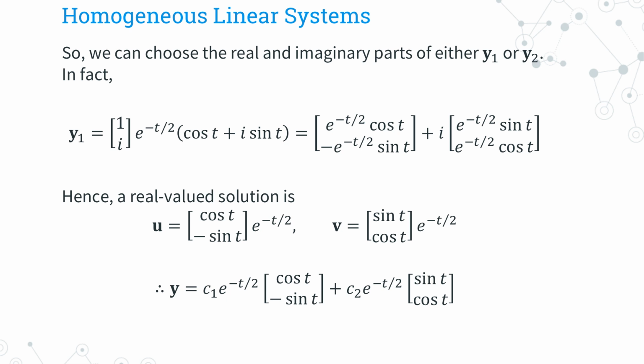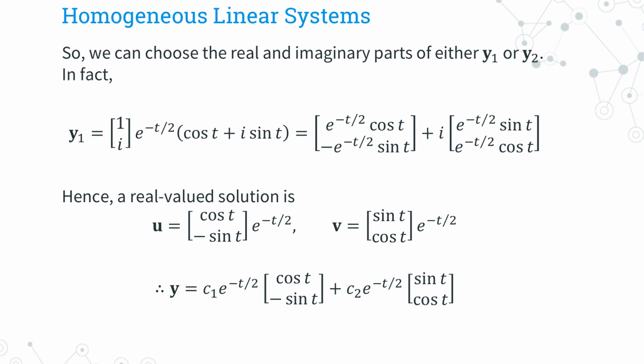What does this look like? Well, let's look at this exact same problem. We can choose the real and imaginary parts of either y1 or y2 to get started. So if we look at y1, we have the vector (1, i) times e to the negative t over 2, times cosine t plus i sine t. And again, this was using Euler's formula. We've done that several times.